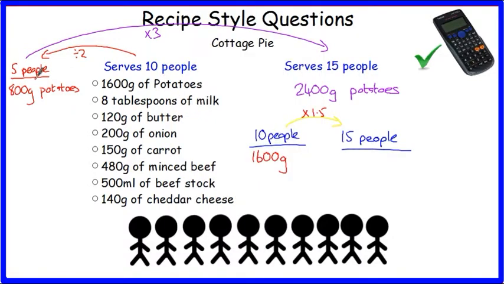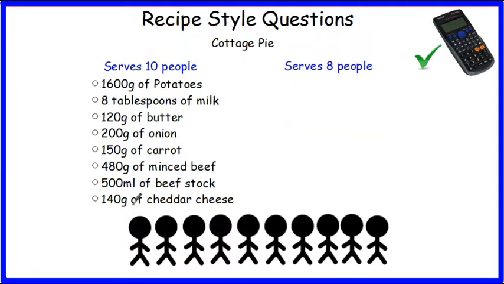Two methods. On a non-calculator paper, you might be forced to go back for a common factor to bring it up. But with a calculator, you may prefer just to do this. And of course, you do that for each of these.